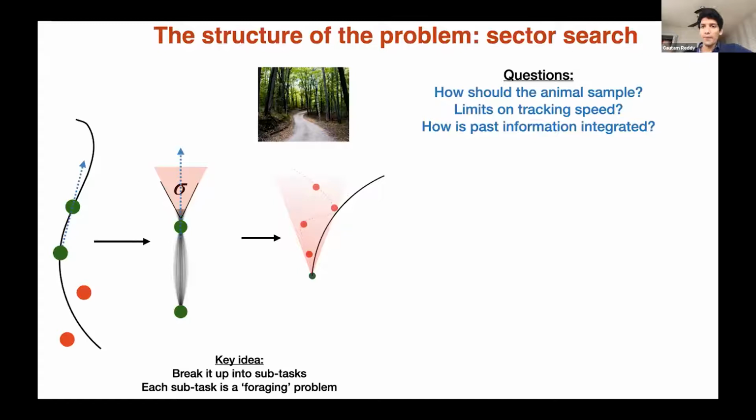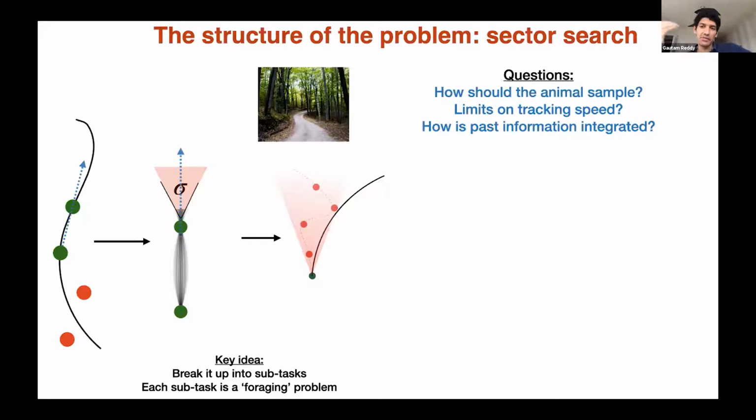So in this reduced, simplified framework, we can ask more specific questions. For instance, how should the animal sample in order to reestablish contact with the trail? We can ask if there are limits on how fast an animal can track a trail. And of course, there are going to be limits, because you can't track infinitely fast if the trail is curving. So there's a relationship between trail geometry and speed.